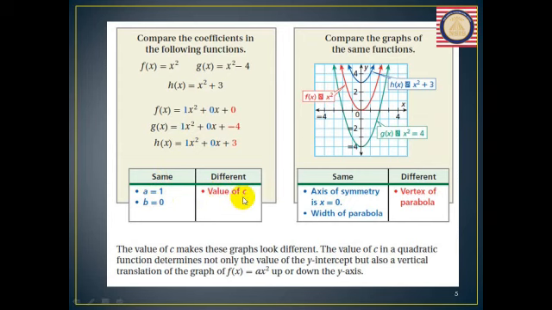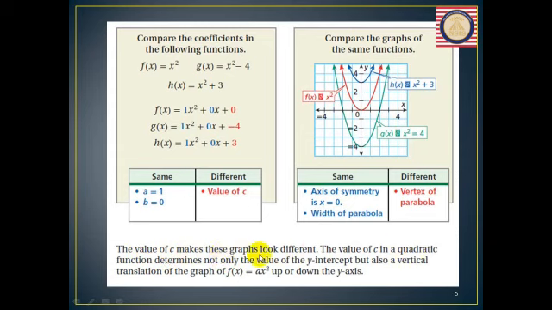Different values of c. The value of c here will determine where the vertex will be, if it will be up or down along the y-axis. How? Look here. X power 2 plus 3, it's up. And here, x power 2 minus 4 is down. So, the value of c makes these graphs look different.